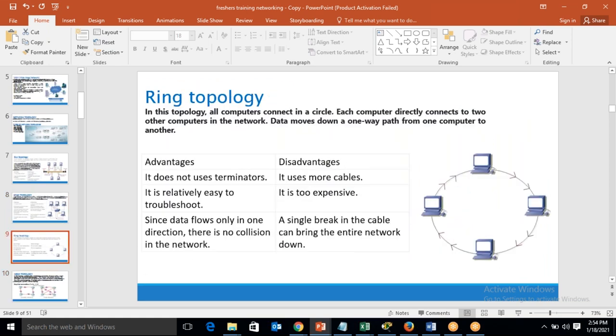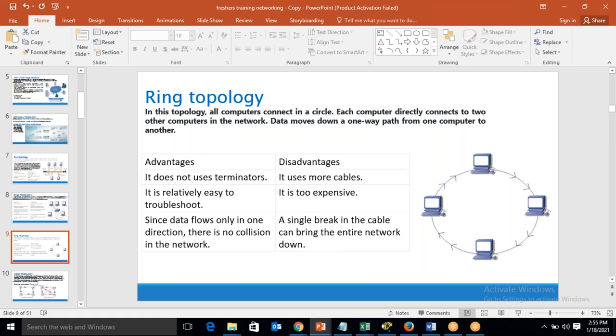And coming to the next topology, that is the ring topology. Let us see what is this ring topology. In this topology, all the computers connect in a circle where each computer directly connects to two other computers in a network, that is, one from the left side and one from the right side. For example, you can see in the diagram, each computer will have two neighboring computers. Data moves down a one-way path from one computer to another. This is the major disadvantage of ring topology, that the data will always move in the one-way direction.